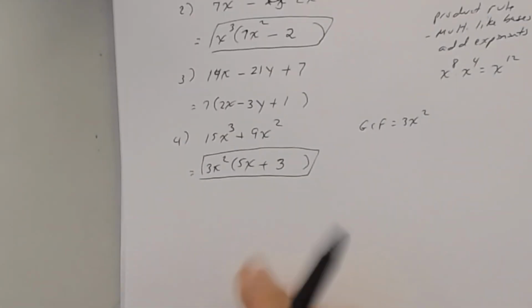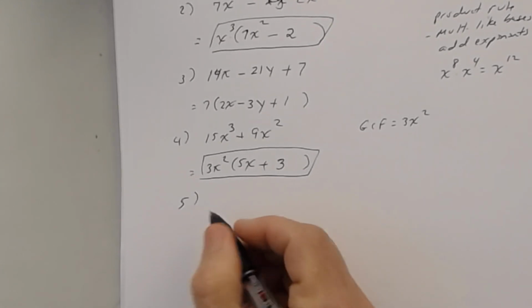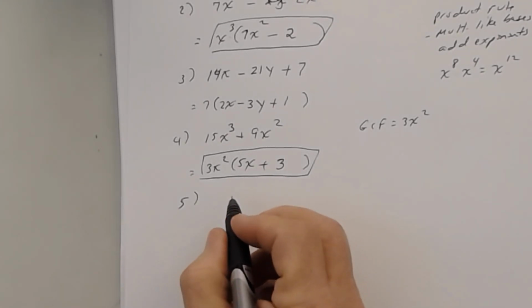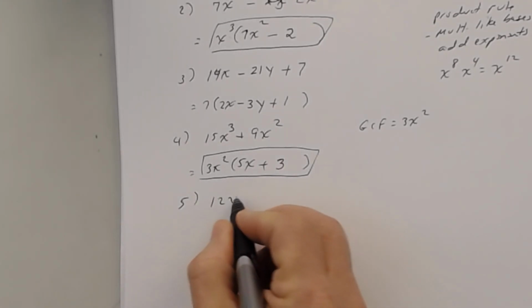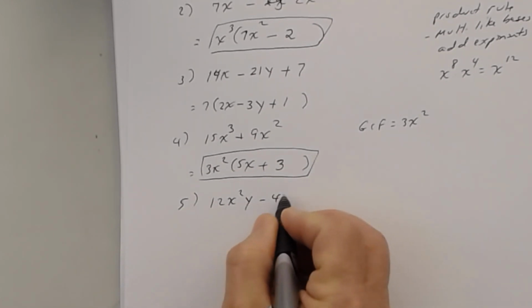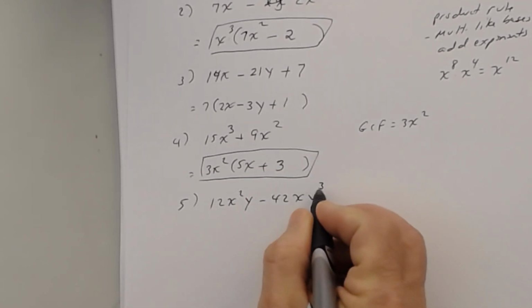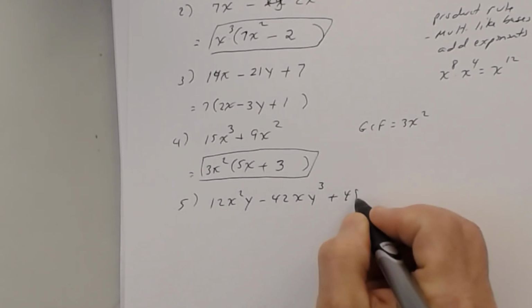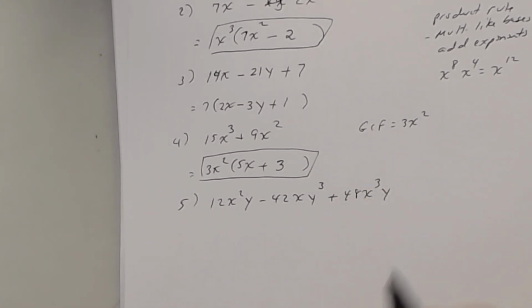All right, number 5. You have 12x squared y minus 42xy cubed plus 48x cubed y. So 12x squared y minus 42xy cubed plus 48x cubed y. All right, so you have 3 terms. Let's talk about the GCF.